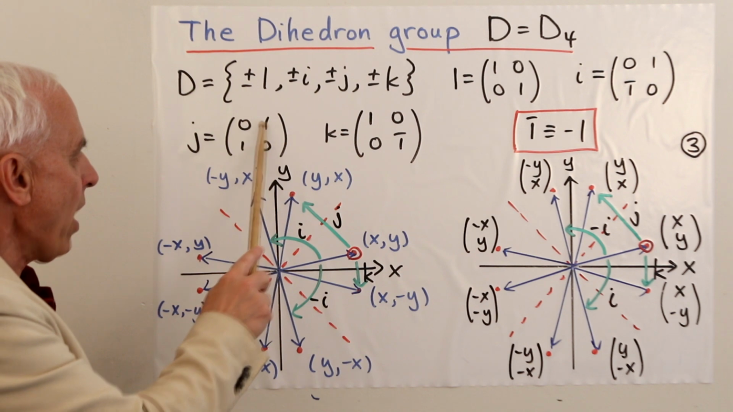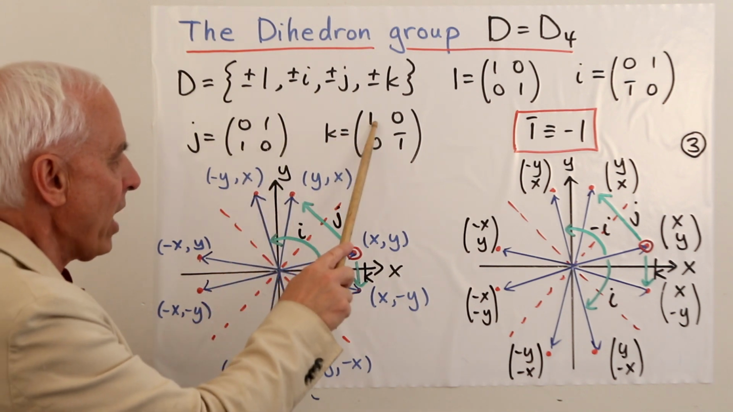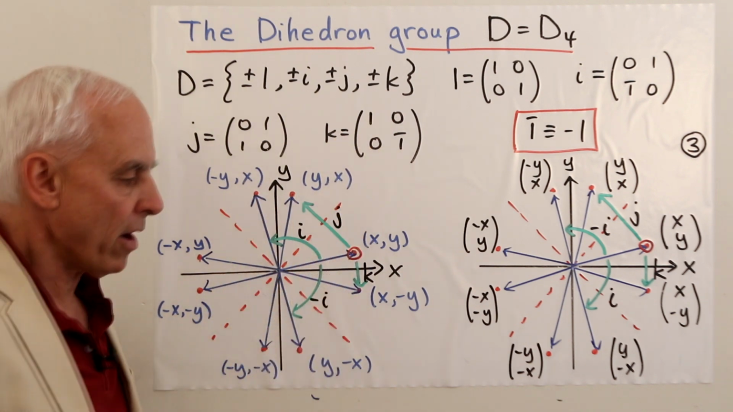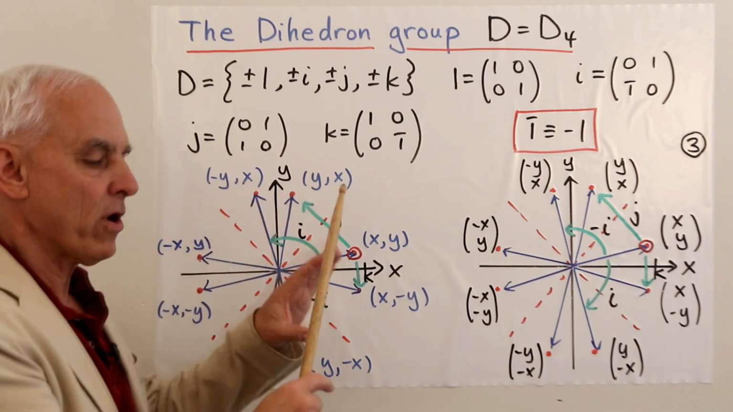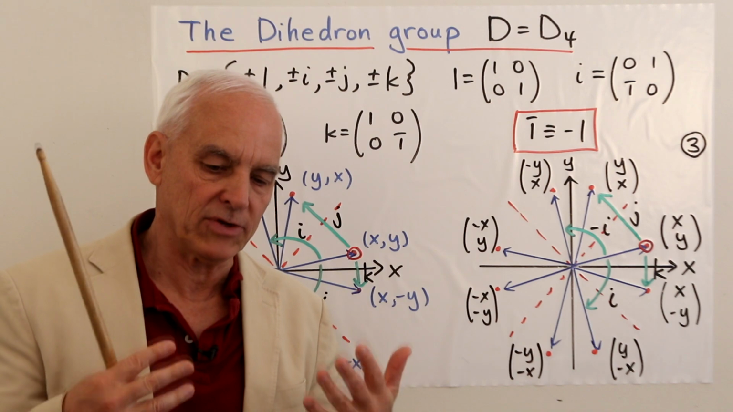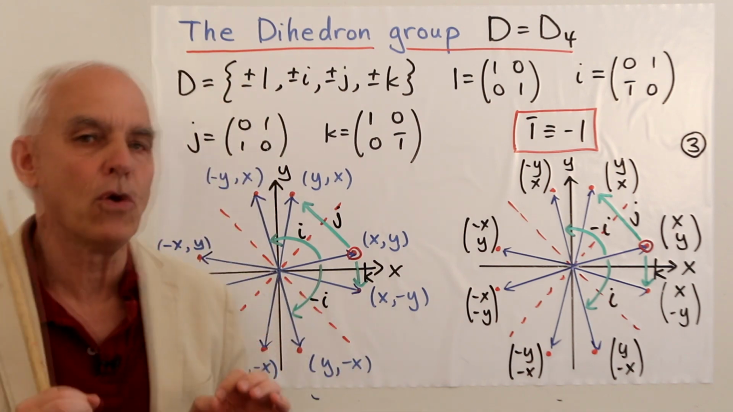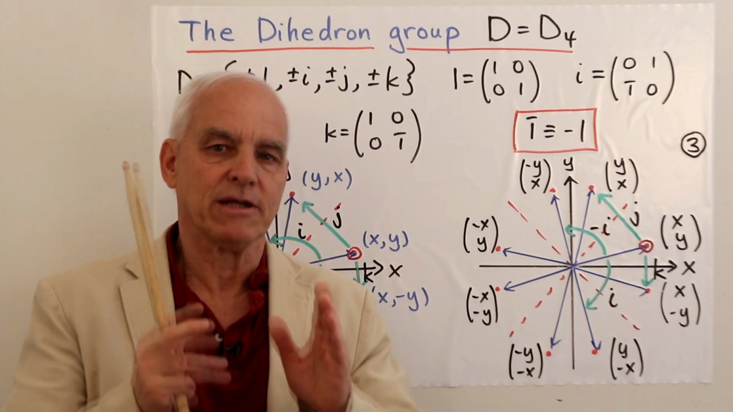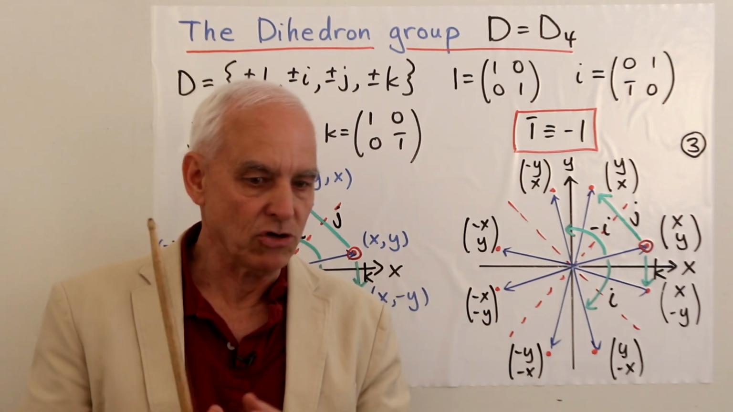j is 0, 1, 1, 0. k is 1, 0, 0, 1 bar. And the 4 negatives of these 4 matrices. So that's 8 matrices altogether, and those are closed under matrix multiplication in the 2x2 matrix world.